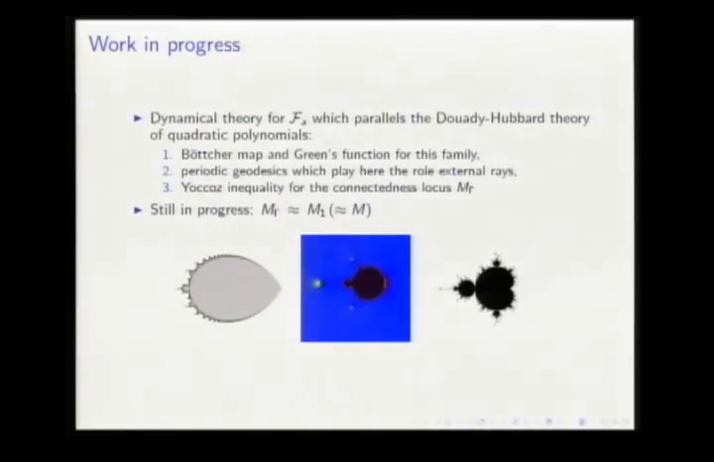So what I want is to prove that my connectedness locus is homeomorphic to the connectedness locus of Per_1(1), which, by a result of Carsten Petersen and Pascale Roesch, is homeomorphic to the Mandelbrot set. But this is still work in progress.